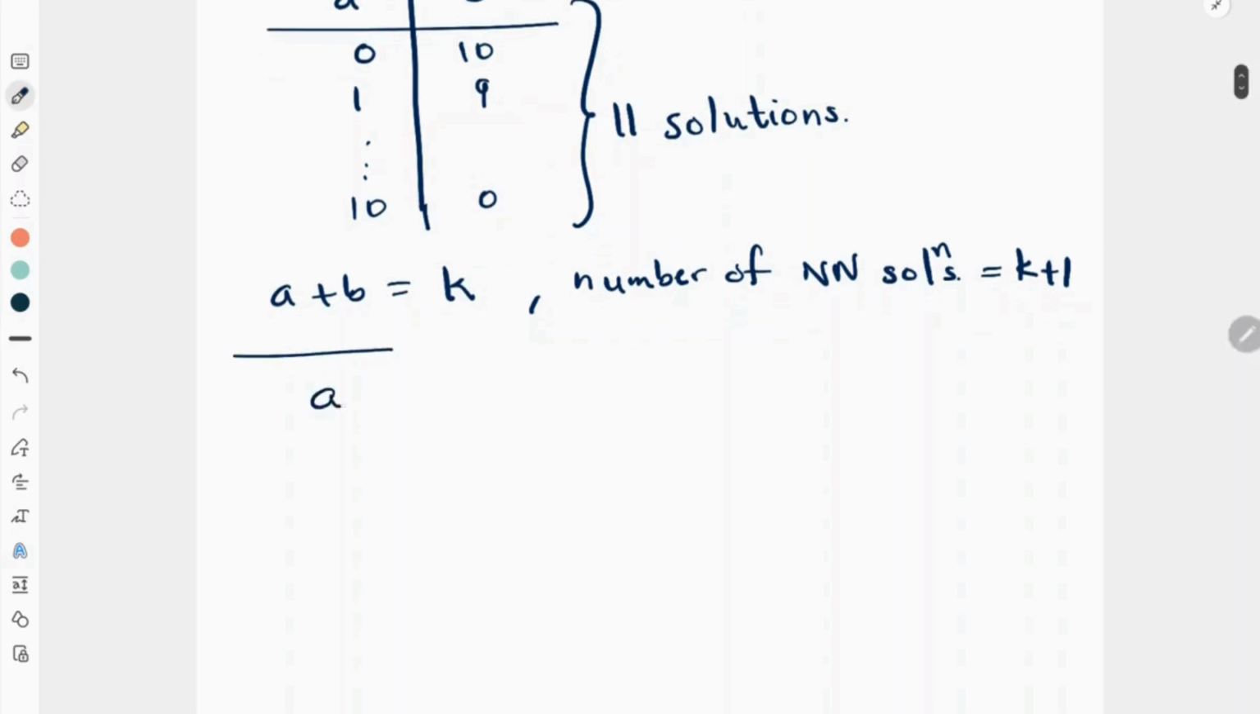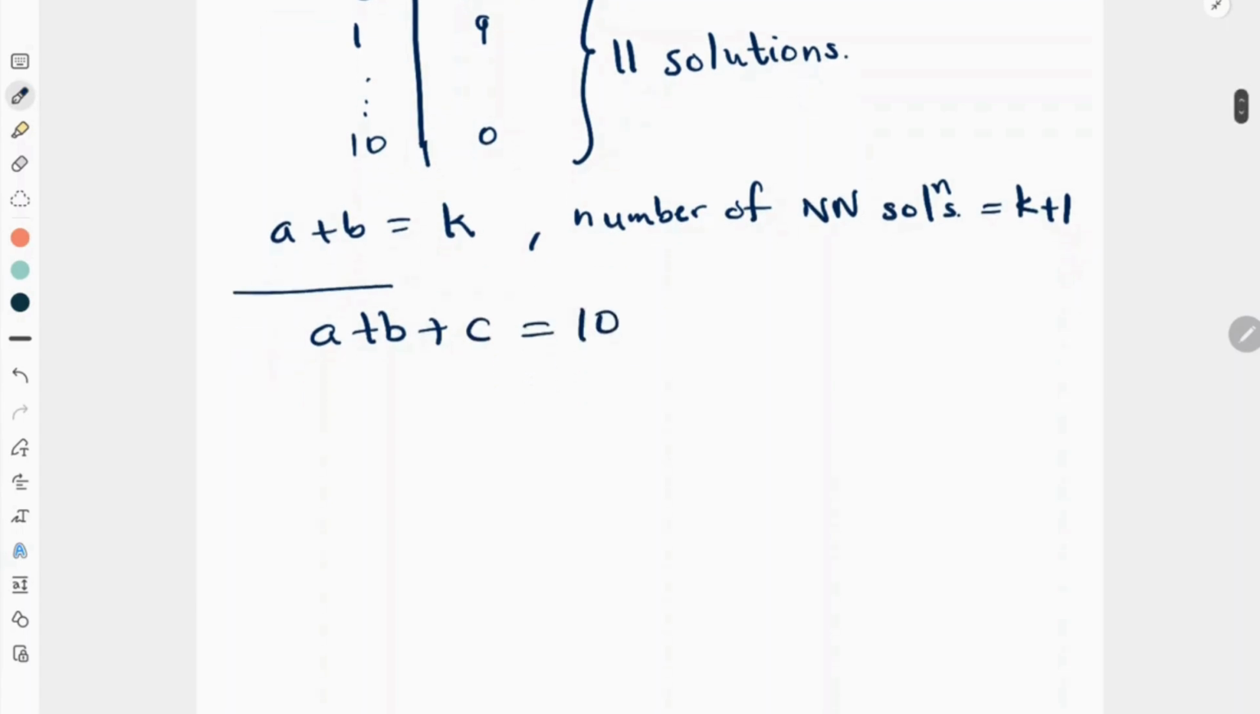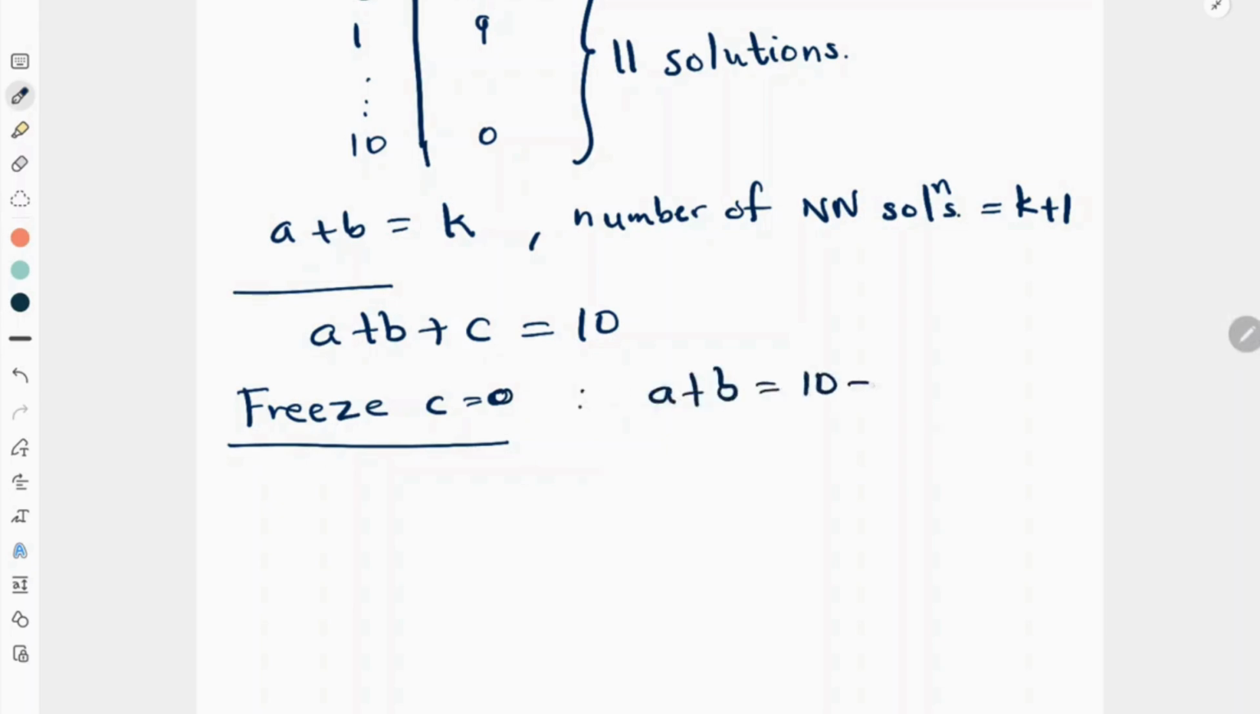So a plus b plus c is equal to 10. This is the equation we want to investigate. Now let's freeze c equal to 0 to begin with. c has to be equal to 0, 1, 2, 3, something all the way up to 10. So then I need to solve a plus b is equal to 10 minus c, which is 10. So the number of solutions here is 11.